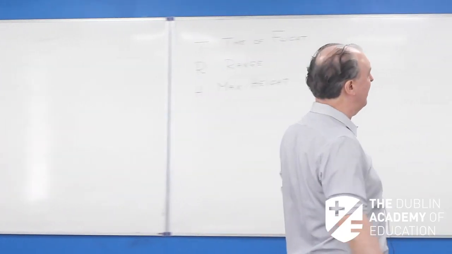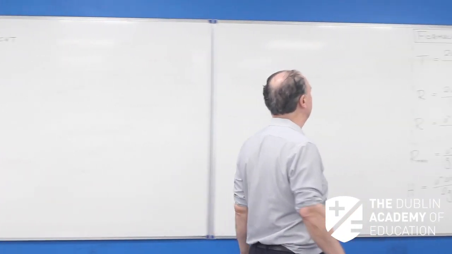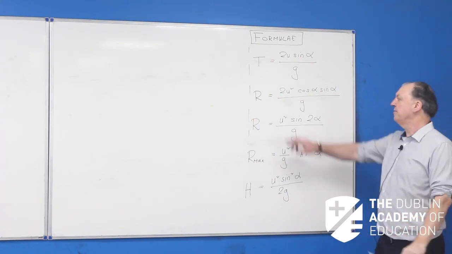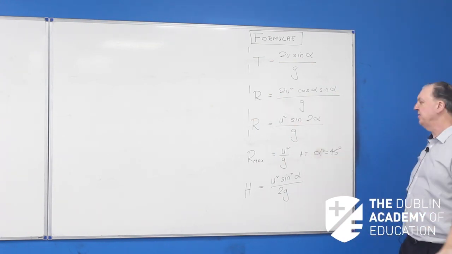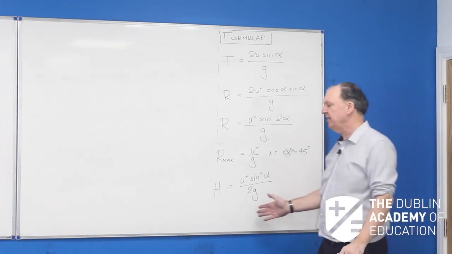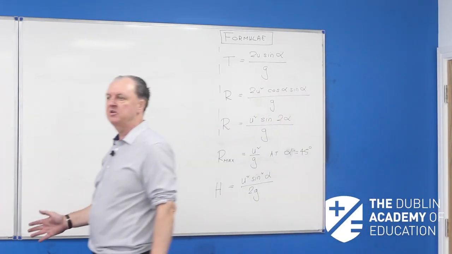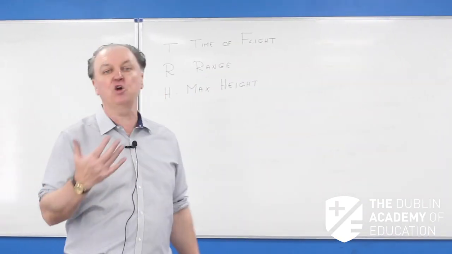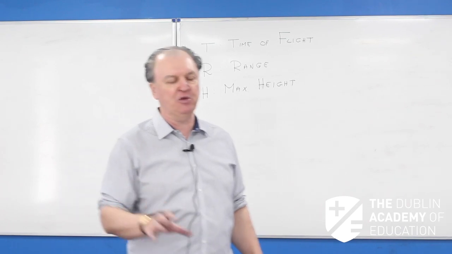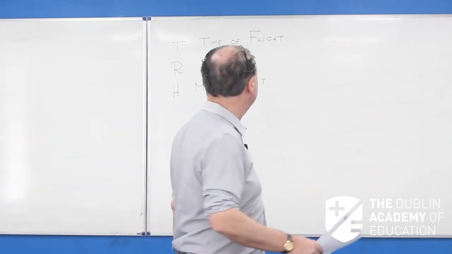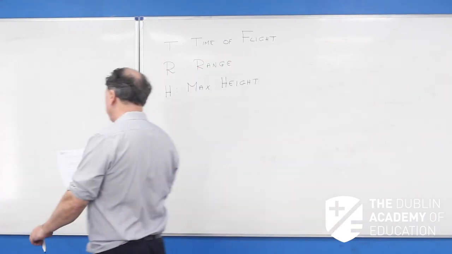So, we have proved our formulae for the time of flight, for the range, two different ways. The maximum range occurs at an angle of 45 degrees, and the maximum height. So we've done those proofs. Now, let's do a couple of Leaving Cert questions and see how we'll use them. So I'm going to Leaving Cert 2013, question 3, part A.